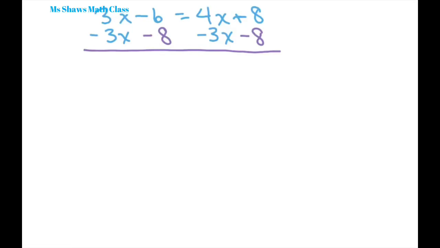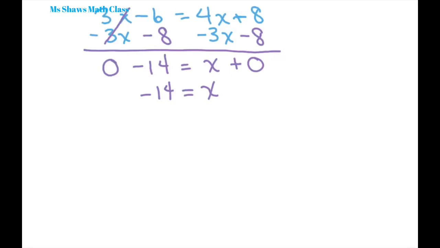So what's going to happen is you get 0 here. Negative 6 minus 8 is negative 14. 4x minus 3x is x. 8 minus 8 is 0. So using your 0 property of equality, you get negative 14 equals x.